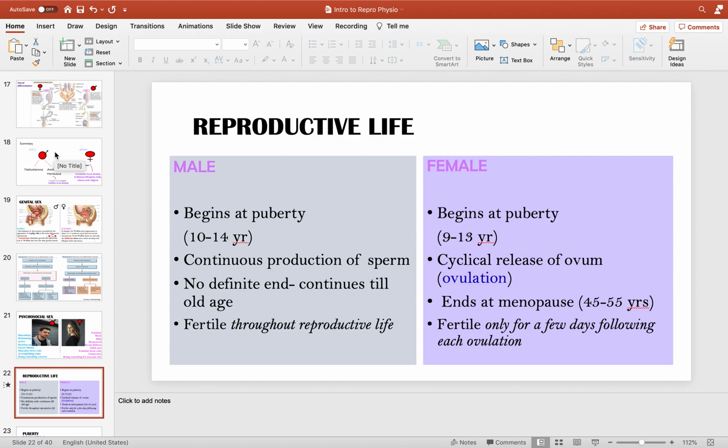Reproductive life. Males begin at puberty, about 10 to 14 years, and continue production of sperm. There is no definite end, and fertility happens throughout their life.